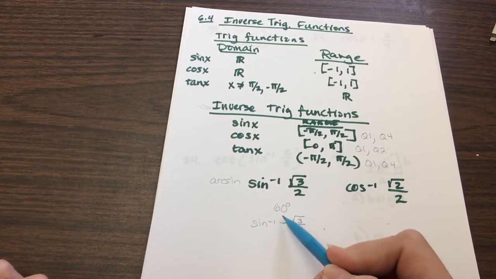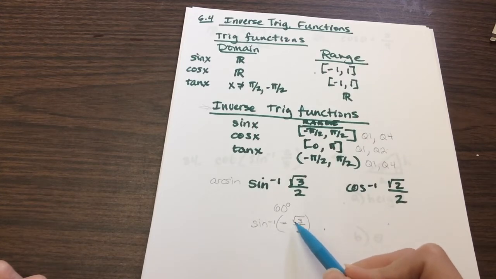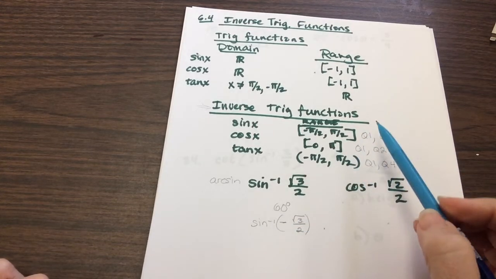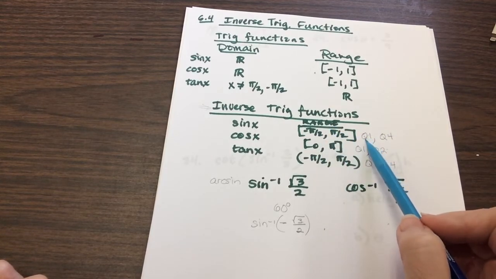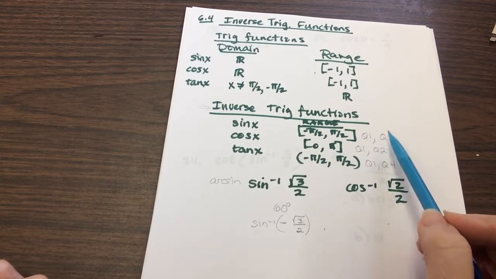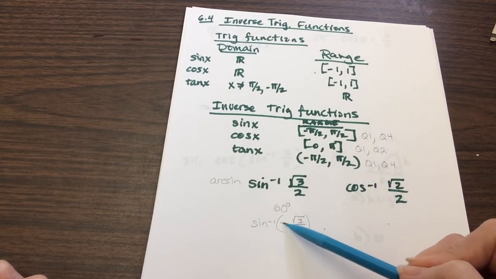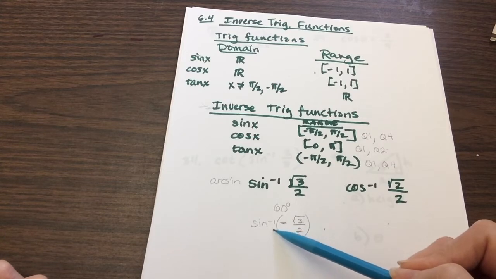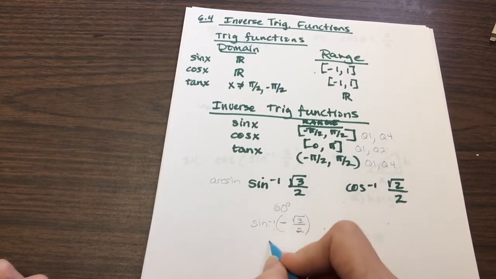Alright, so I'm looking for the sine of what angle is negative square root 3/2. Well, we've already talked about that my range has to come from the first quadrant or the fourth quadrant. If it's negative, it comes from the fourth quadrant. So I'm looking at this negative exact value. So I'm looking for my angle coming out of the fourth quadrant. This is really easy to do because you're just going to make it negative.